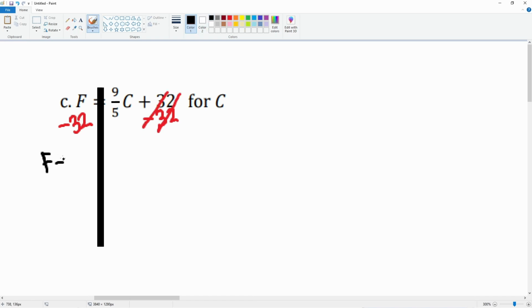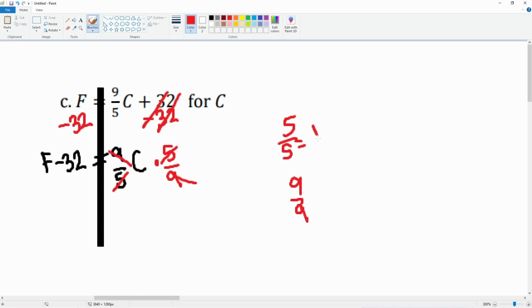We have F minus 32 is equal to 9 over 5 c. We now want to get rid of the 9 divided by 5. I'm going to do this in one step. I'm going to multiply by the inverse, 5 over 9, because 5 over 5 will cancel, and 9 over 9 will also cancel, because they all make the number 1. That's why I multiplied by that inverse. So I'm going to multiply this by the inverse, 5 over 9, but put this in parentheses because there are 2 terms here.